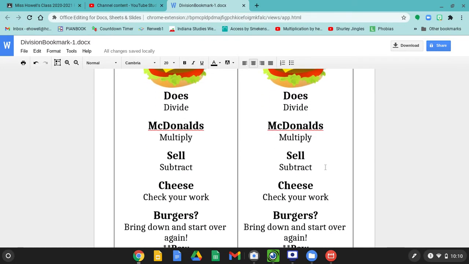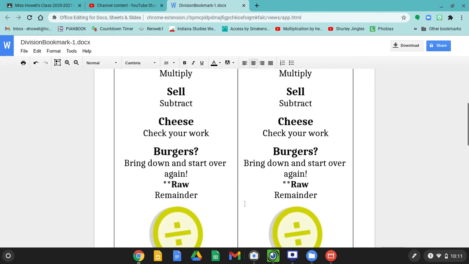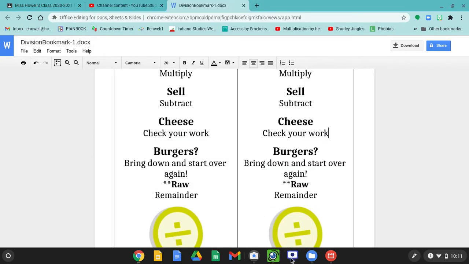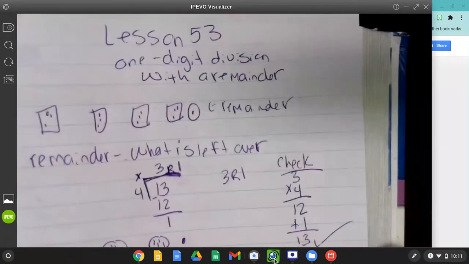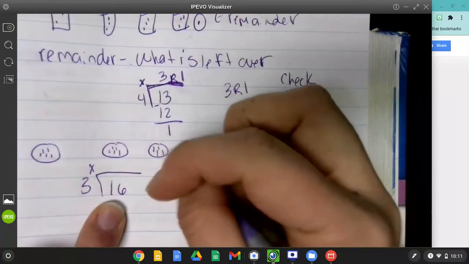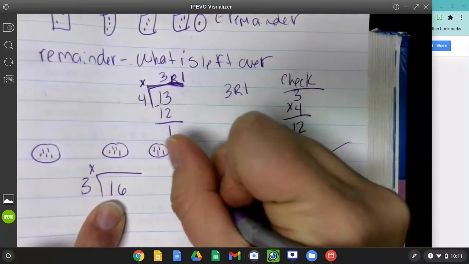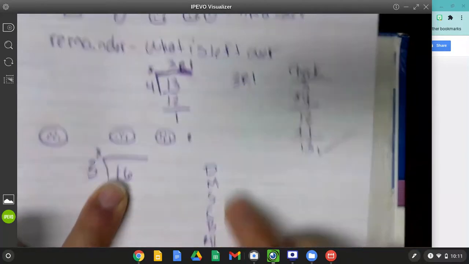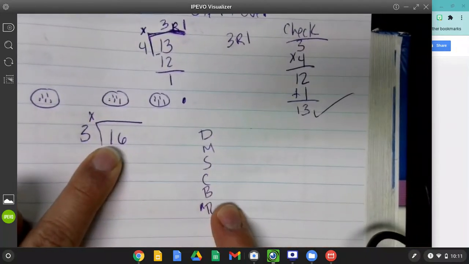So this is a helpful way to practice a division problem. First, we divide. And then we multiply, then we subtract, and then we bring down and start over. So I'm going to walk you through what that looks like. So divide. We're dividing 16 by 3. So I'm going to write, does McDonald's sell cheeseburgers? And then I put a little star by it, raw. So this is what I write sometimes to help me remember the steps.